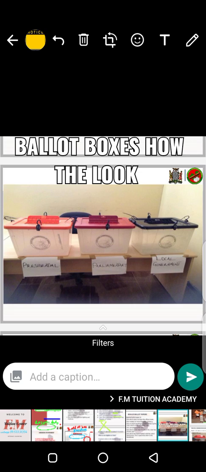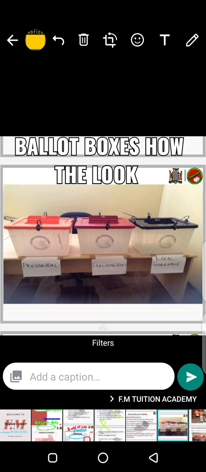Some of you are surprised because maybe you have never seen how a ballot box looks like. These are the ballot boxes. Have you seen? The people who are voting for the president put their papers in that one written presidential. There is one written parliament and the other is written local government.